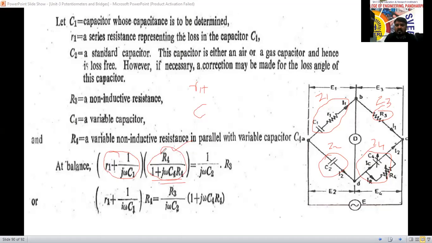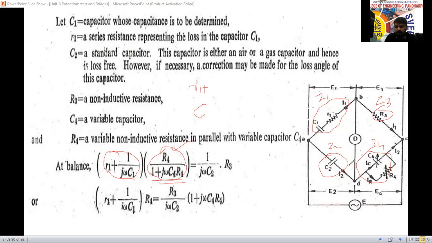We can go through that, and the direct answer we are going to get is R4 and 1 by j omega C4. This is XC4 and R4, both are in parallel here. So R4 into 1 by j omega C4 divided by R4 plus 1 by j omega C4. By taking the LCM of that one, j omega C4 gets cancelled over there, and the left term is R4 divided by 1 plus j omega C4 R4. We are going to get this.